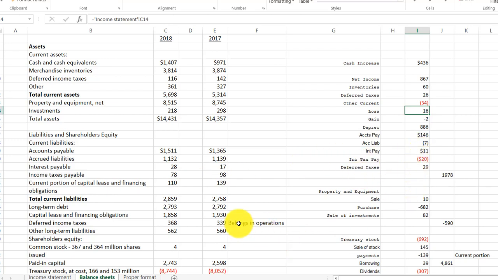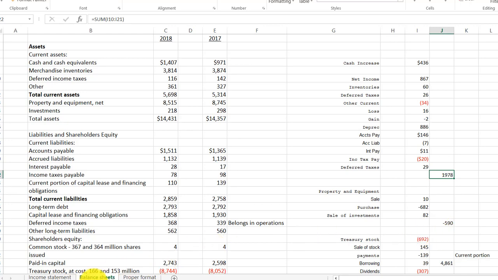And we have this note here under a long-term liability that deferred income taxes belongs in operations. So we are going to put the difference here, the 29 that went up, so we're just going to increase our cash there. So here are your adjustments to net income to get to cash flow from operations, which is 1978.